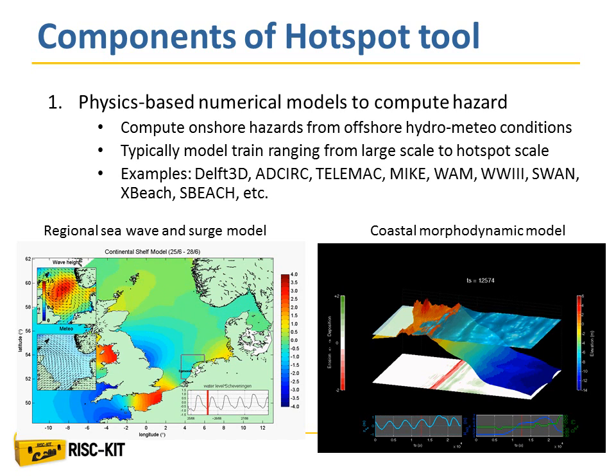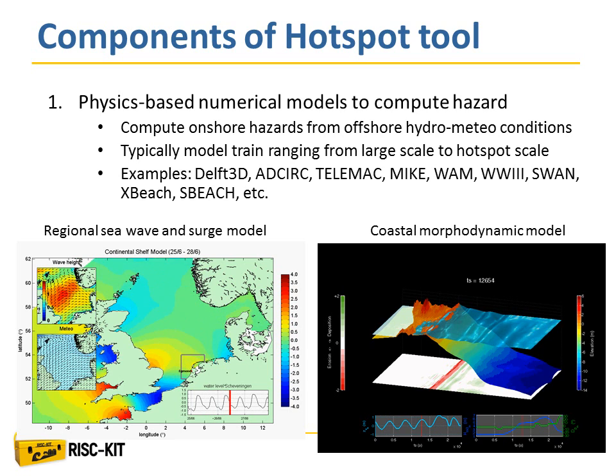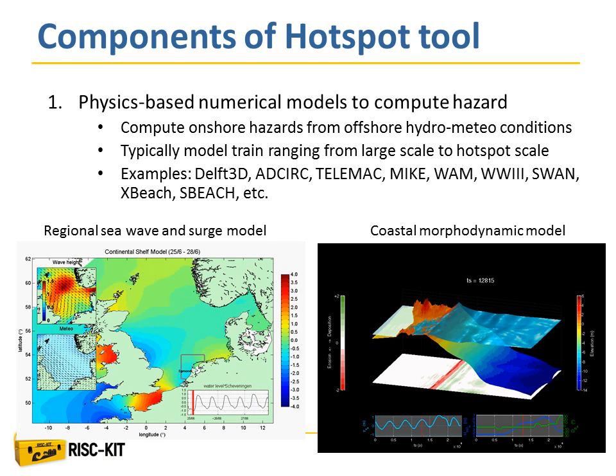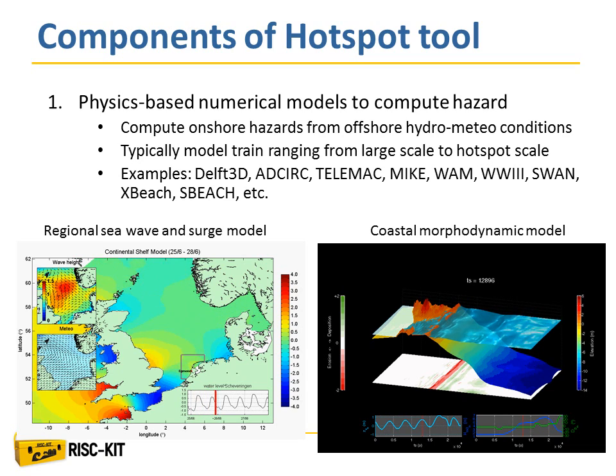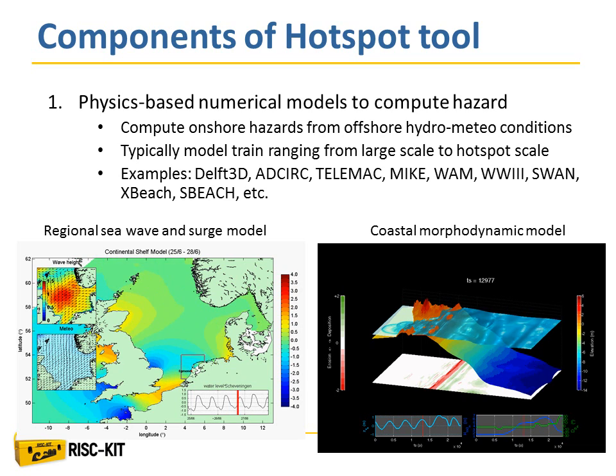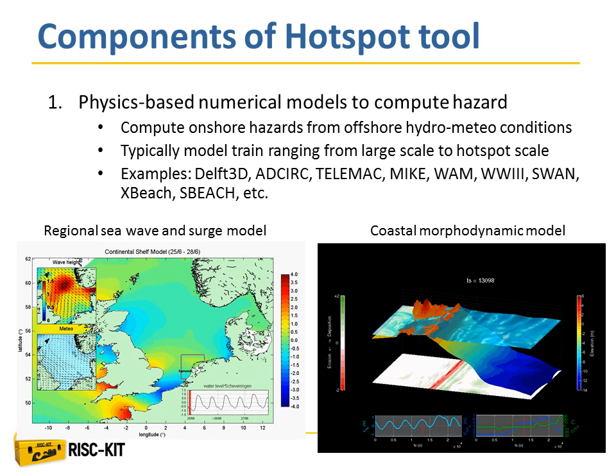The first component of the Hotspot tool are the physics-based numerical models that we use to compute the hazard at the hotspot site. So typically these models extend in a range from very large, covering an entire regional sea or maybe even ocean, and then scaling down to the smaller scale of the hotspot. Examples of the models that we use for these are, for instance, Deltares or RISC, going all the way down to detailed models like XBeach.